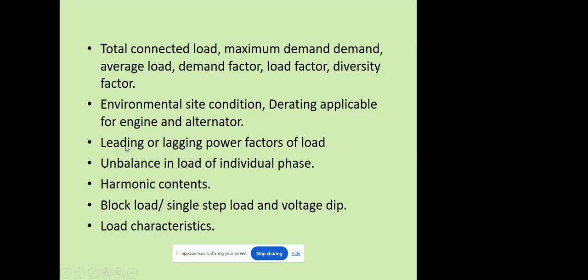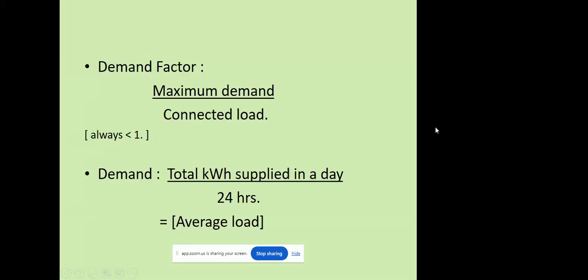Then the next is leading or lagging power factor of the load. That is a characteristic of the load. The power factor is not decided by the alternator, but it is a characteristic of the load itself. Next one is imbalance in the load of the individual phases. Whether there are any harmonics in the load side, that is also one of the major factors. Then we have to see the block load or single step load and voltage dip and load characteristics. So these are the other factors to be considered while looking at the DG set.